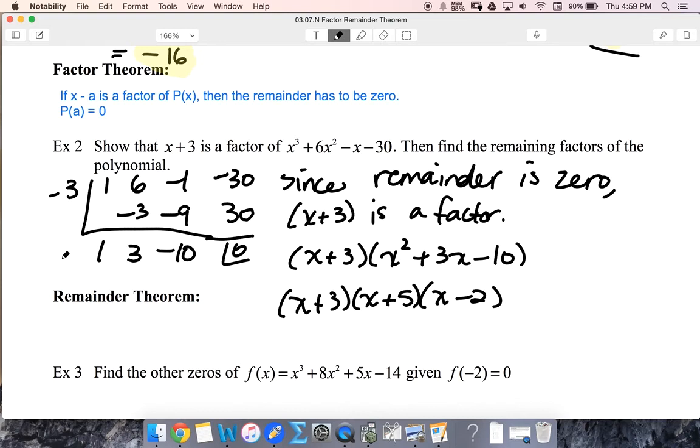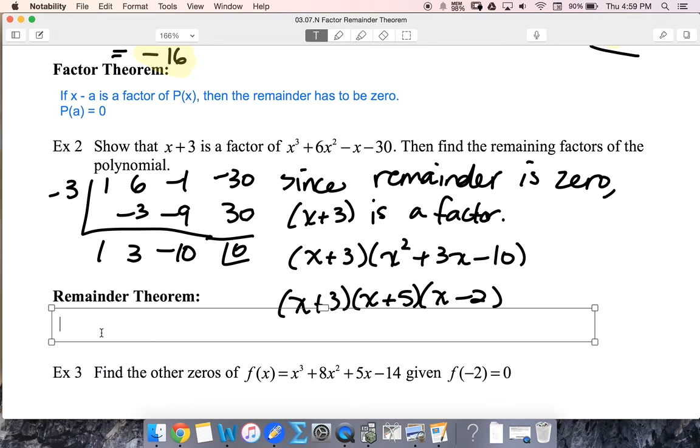All right. So that's the factor theorem, that the remainder has to be 0. The remainder theorem is just what we discussed up above. The remainder theorem says that if we divide a polynomial, which we could call p of x, by x minus a, then p of a is equal to the remainder.